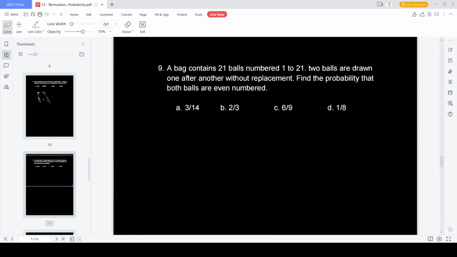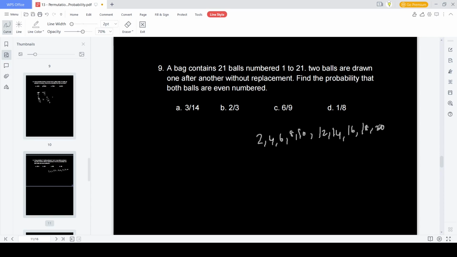A bag contains 21 balls numbered 1 to 21. Two balls are drawn, one after another without replacement. Find the probability that both the balls are even numbered. Okay. So between 1 and 21, how many even numbers are there? There is 2, 4, 6, 8, 10, 12, 14, 16, 18, 20. So basically there are 10 even numbers.